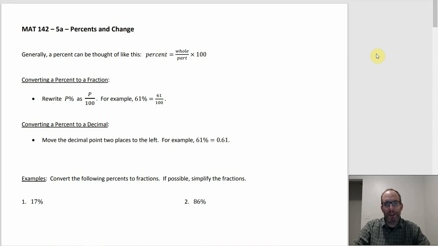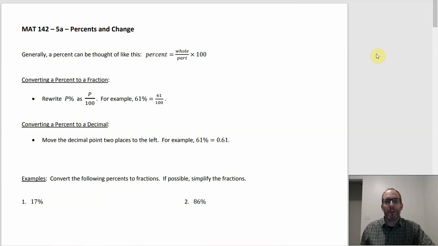Most of 5a is about percent increases and percent decreases. But first, there is some conversion stuff, since we do have to do that in order to do the computations. So just the idea of converting a percent into a fraction or maybe a decimal, and then if it's a fraction, maybe to reduce it, because if you can reduce it, you've got smaller numbers. Usually that makes the computation a little bit easier.